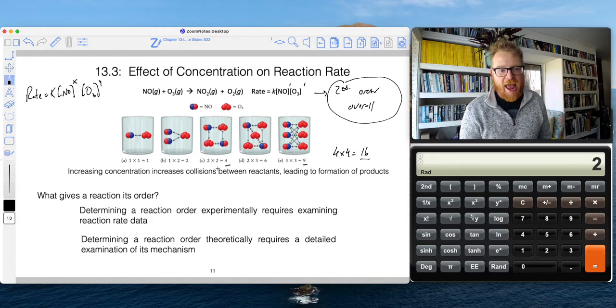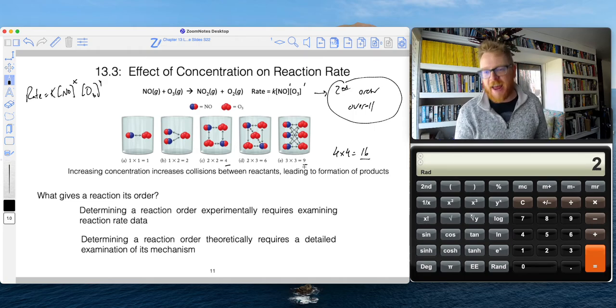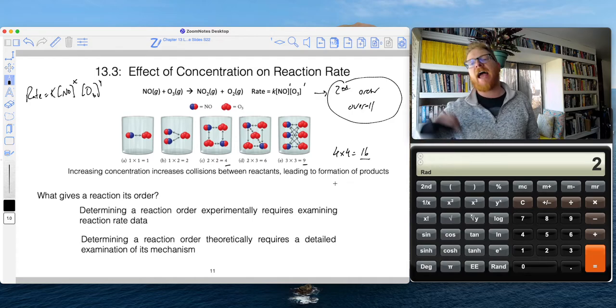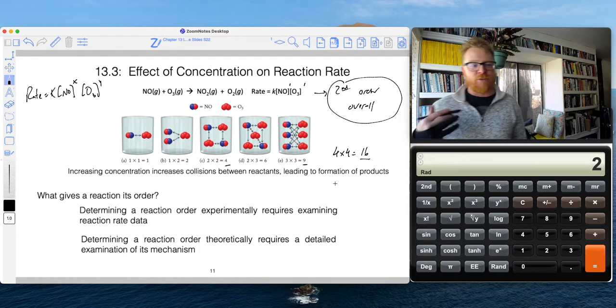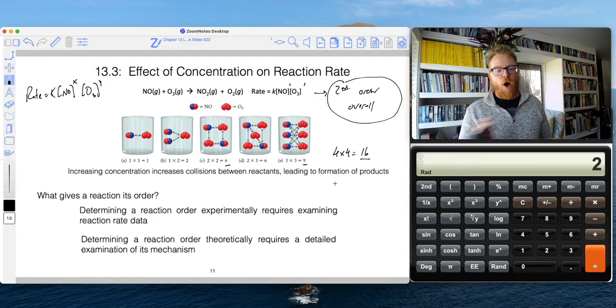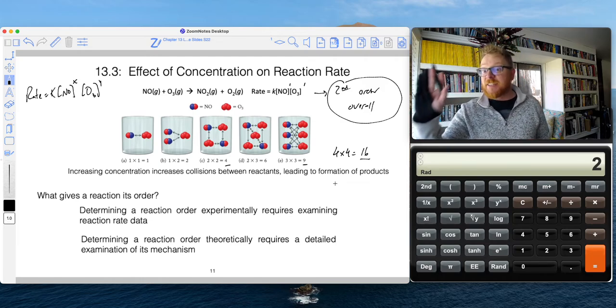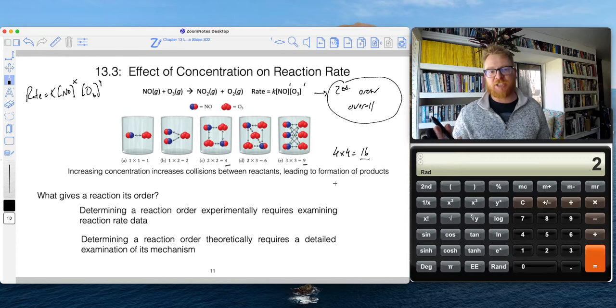When I had 2 of each reactant, I got 4 collisions. When I had 3 of each reactant, I got 9 collisions. If I had 4 of each reactant, I'd get 16 collisions. So that's what this reaction order is all about. It's all about relating how when we change the concentration of a reactant, we see a different rate of reaction evolve. And that rate of reaction is all about how often these collisions are happening.